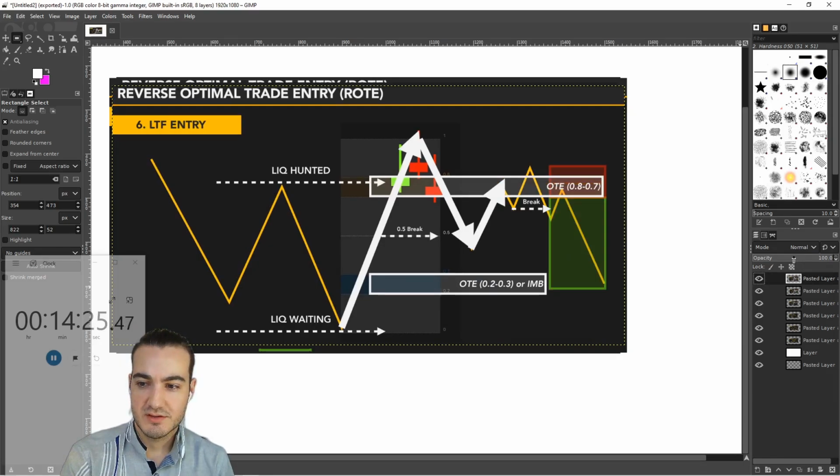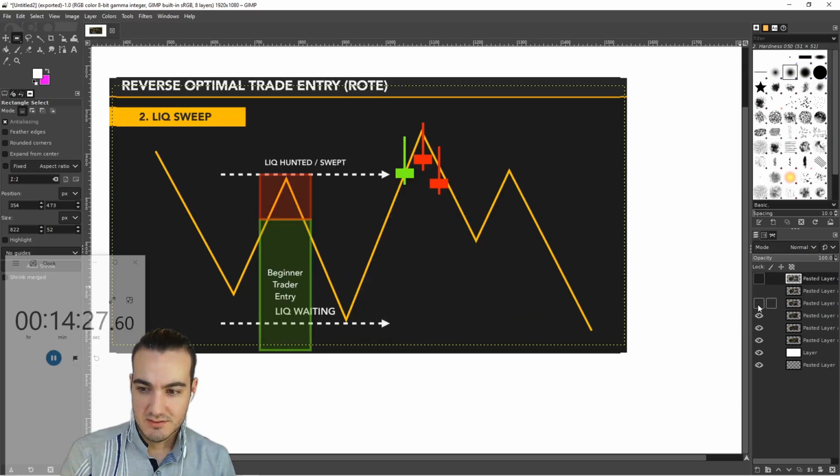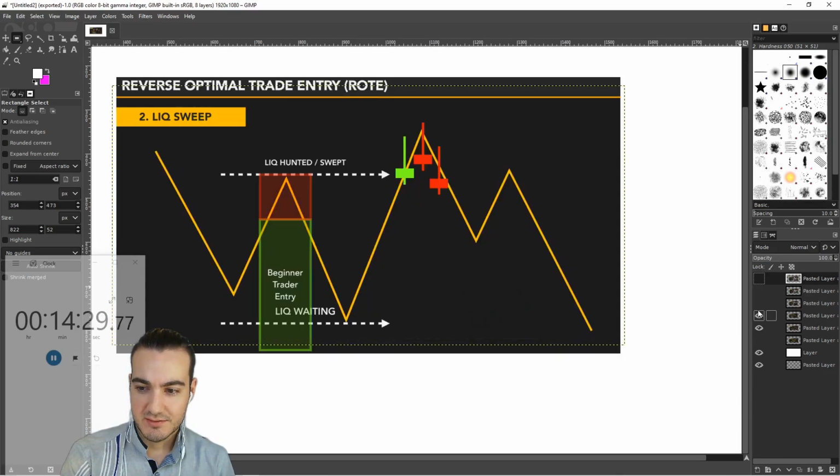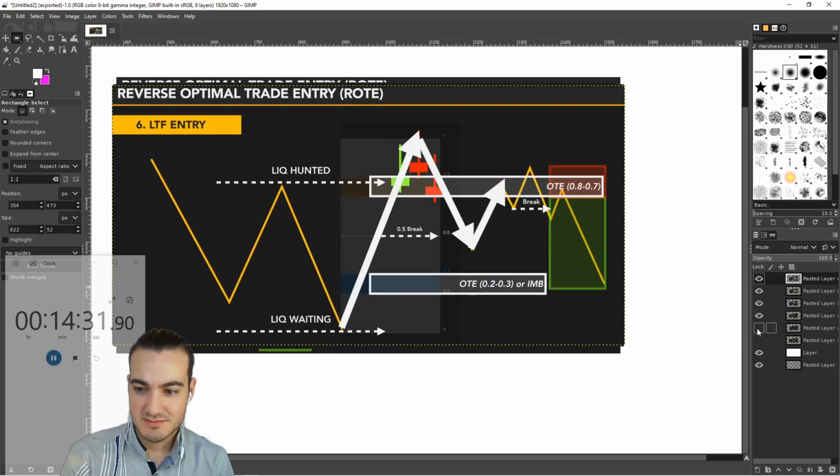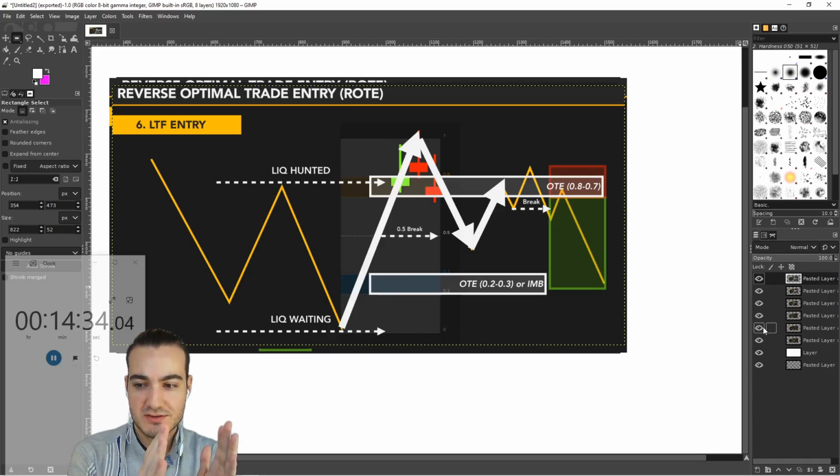The first thing I'm going to do is line up all the layers so that they're perfectly on top of each other.